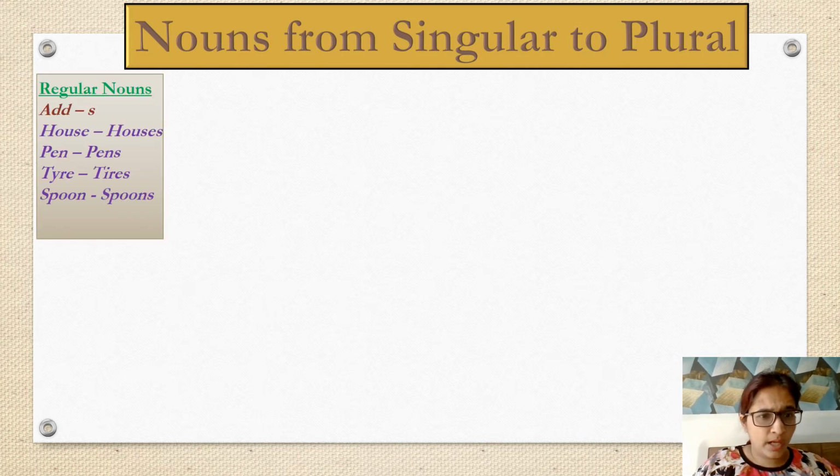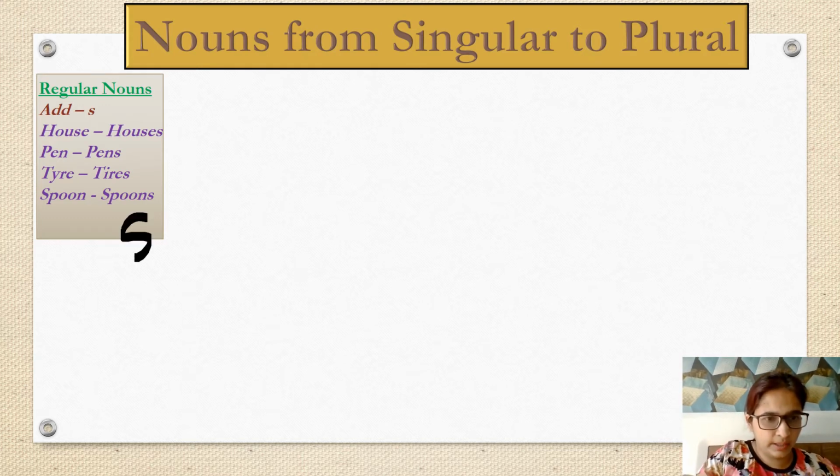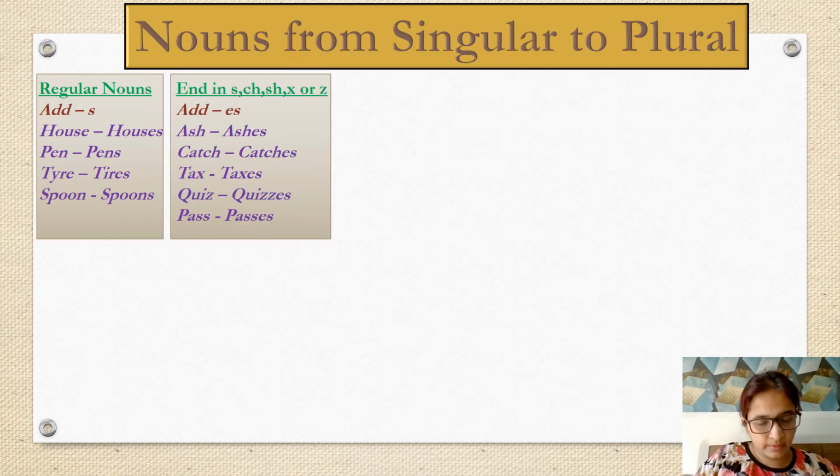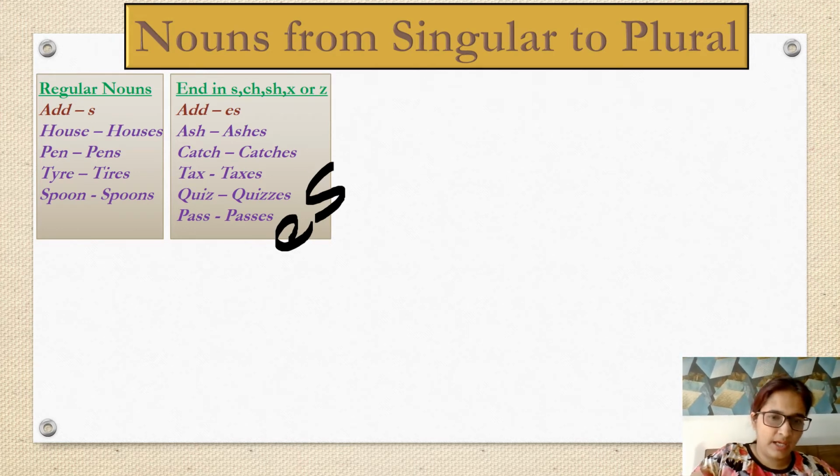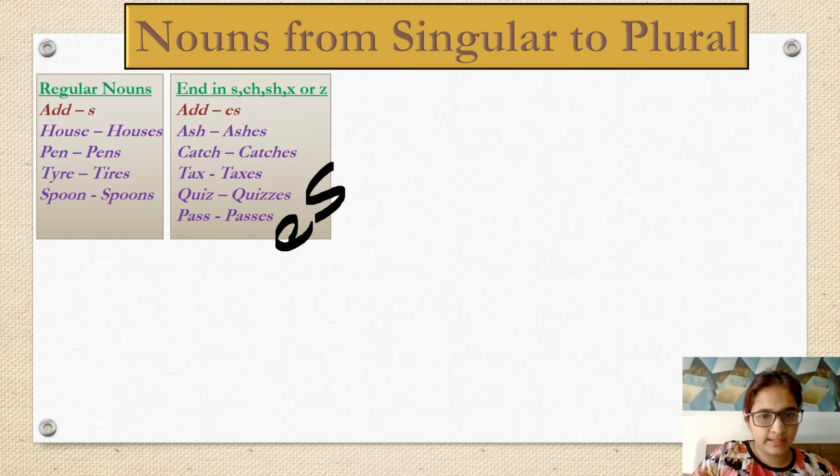First one, regular nouns. You add an s. Generally, when you are changing a noun from singular to plural, you just add an s. For example, house, houses, pen, pens, tire, tires, spoon, spoons. But there are certain other cases where, for example, if the noun is ending in s, ch, sh, x, or z, in this case, we will add an es after the noun. For example, ash, ashes, catch, catches, tax, taxes, quiz, quizzes, pass, passes.